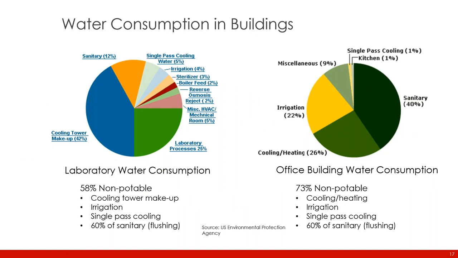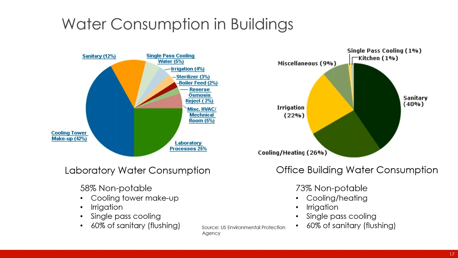Different types of buildings have different levels of water consumption, and that water consumption goes to different end uses. So if we look at an office building compared with a laboratory, we can see that in the office building, the preponderance of water consumption is for sanitary disposal, basically flushing toilets and urinals. The rest of it is for different types of uses, for irrigation or cooling tower makeup or for kitchen use or things of that nature. 73% of that water consumption in that building does not require potable water. So under sanitary, I think we might also be including water usage in hand wash sinks. So that's both toilet flushing and hand wash sinks.